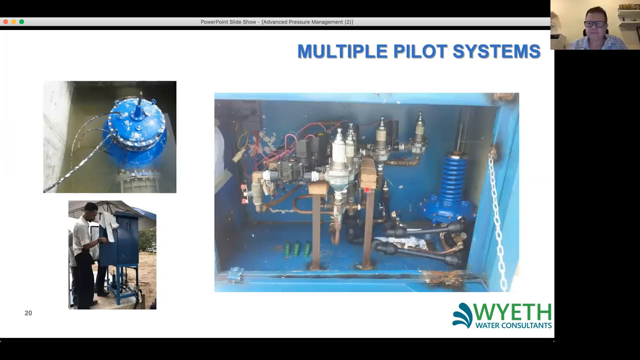So here's an example of where somebody has gone even further. If you look in this chamber, you can see that there's actually 1, 2, 3, 4, 5 pilots. So in this case, they want to have a valve, which is this valve here, with 5 different pressure settings.